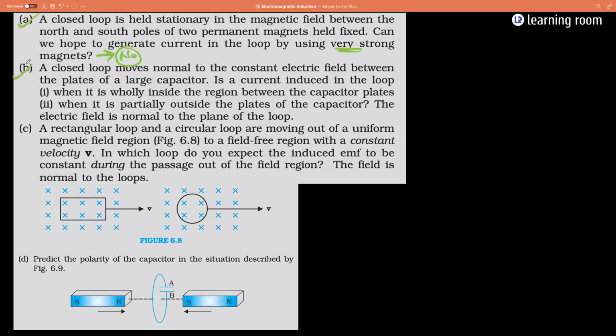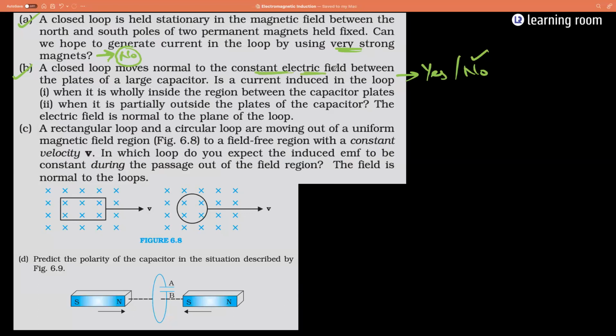B. A closed loop moves normal to a constant electric field between the plates of a large capacitor. Is the current induced in the loop? Answer. Yes or no? Which one? Sir, it depends on magnetic field, not on electric field. Yes, answer is no, because electric field has nothing to induce EMFs.